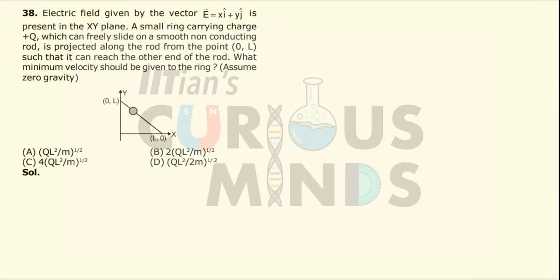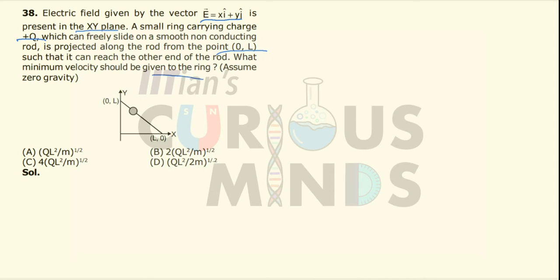Electric field is given by the vector E = x i cap + y j cap, represented in the xy plane. A small ring carrying charge +q, which can freely slide on a smooth non-conducting rod, is projected along the rod from the point (0, L) such that it can reach the other end of the rod. What is the minimum velocity it should be given to the ring?